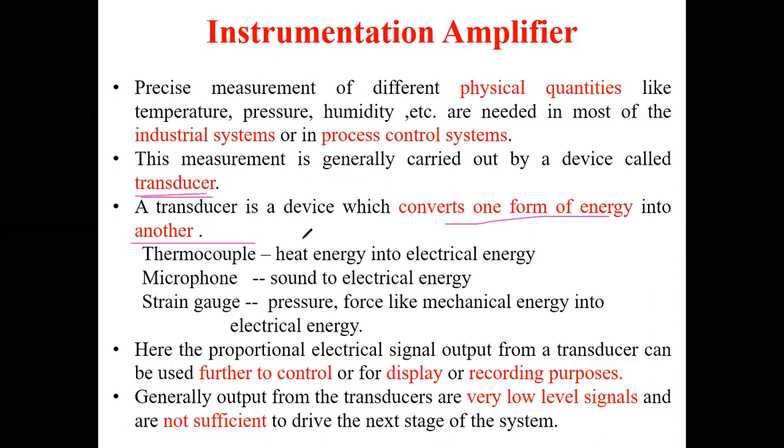For example, take a thermocouple. A thermocouple is a transducer which converts heat energy into electrical energy, or an electrical signal. Similarly, a microphone, which we nowadays use as a mic, converts sound energy into electrical energy. Similarly, a strain gauge is a device in which pressure or mechanical force is converted into electrical energy. You can see strain gauges in most weighing devices, like electronic weighing scales.